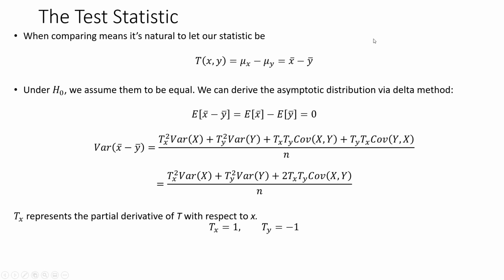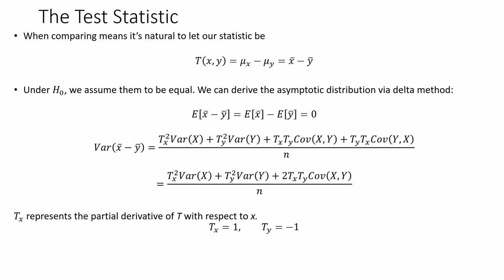So now let's get into defining the test statistic. When comparing means, it's natural to let our statistic be something very simple like mu x minus mu y, taking the difference. These are the population values, and of course if we want to translate them into sample values, I'm just using x bar minus y bar, which is the sample mean for both x and y. Under the null hypothesis, H0, we assume that these means are equal. And so from here we can begin deriving the asymptotic distribution.